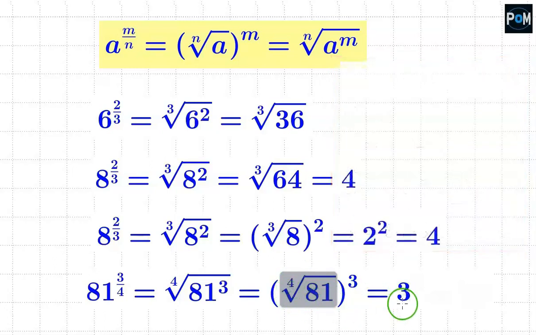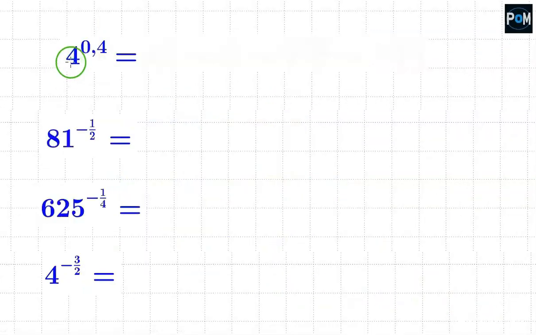What comes out of the parentheses gives us the number 3. It was also raised to the 3rd power, so it is 3 to the 3rd power, which is 27. In the next example, we have 4 to the power of 0.4, which gives us a decimal fraction, but it is still a fraction. And such a decimal fraction we always have to convert to a common fraction.